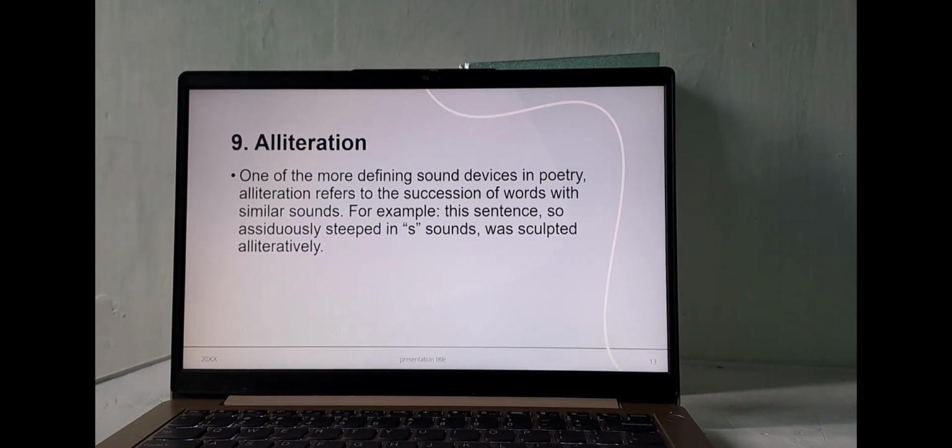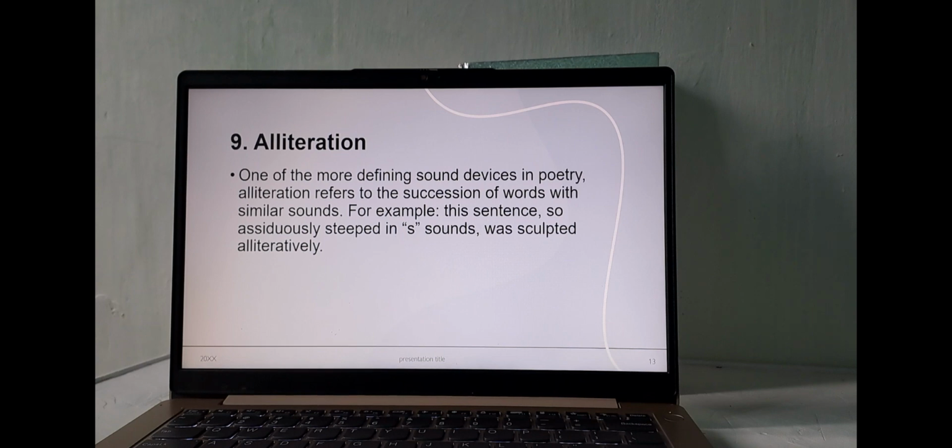Number 9. Alliteration. One of the more defining sound devices in poetry. Alliteration refers to the repetition of words with similar sounds. For example, this sentence so assiduously steeped in S sounds was coped alliteratively.